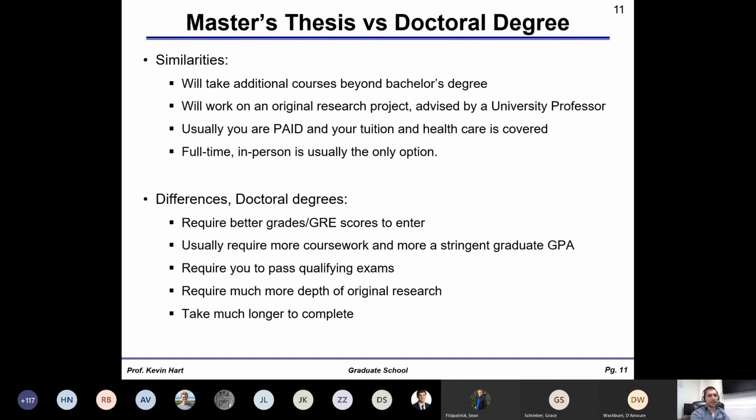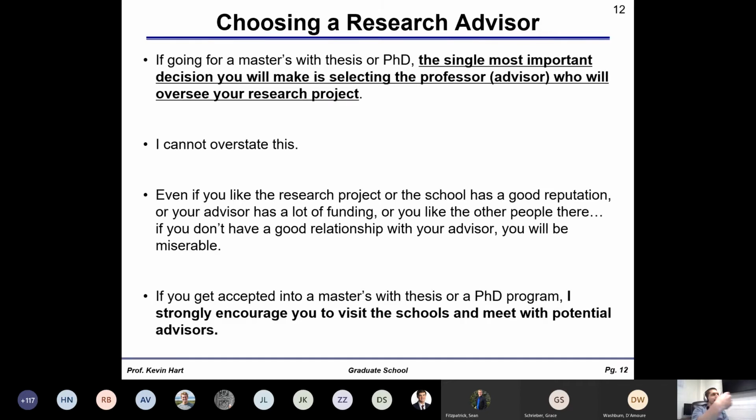You're going to have to pass some qualifying exams, which you normally wouldn't have to if you just get a master's degree. And you have a lot more requirements for your research. That's why it takes a lot longer, generally, to complete. Okay, so those are differences between master's with thesis and the doctoral degree.